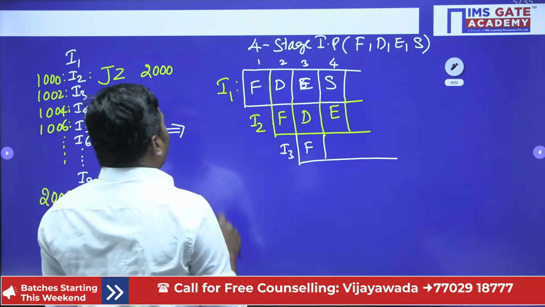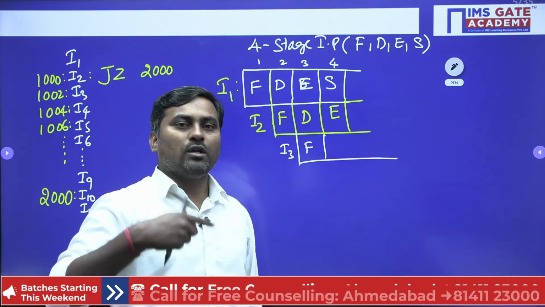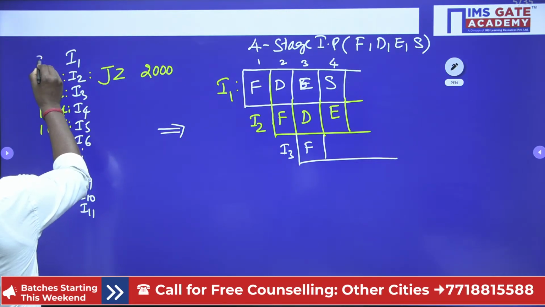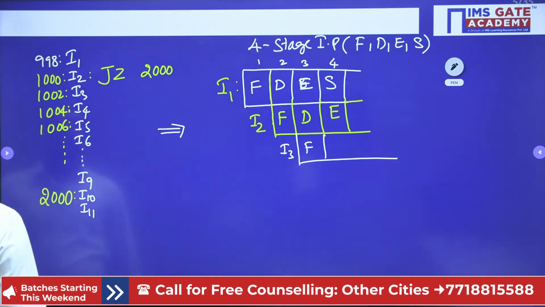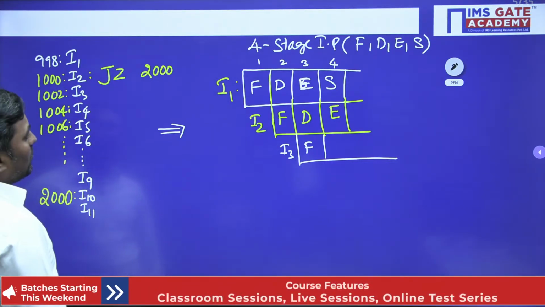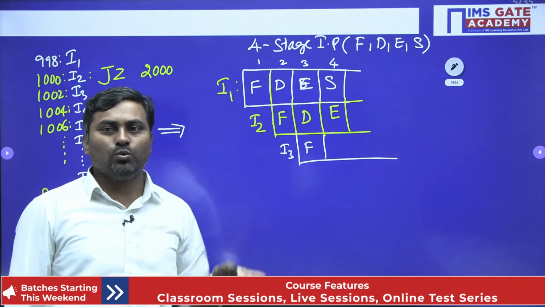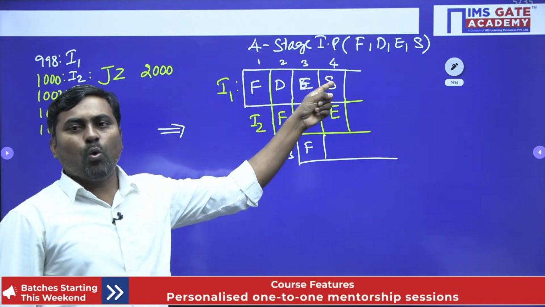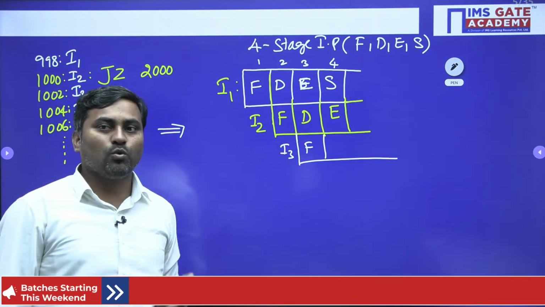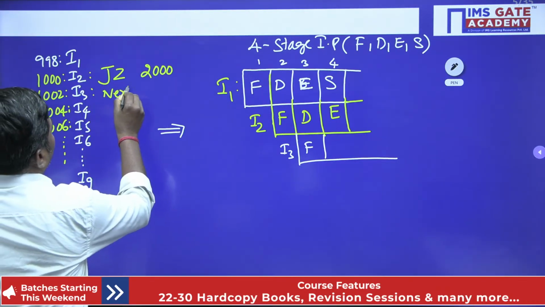At the end of the fetch stage, please understand, the program counter will increment. Let's take 998. Whenever instruction I1 fetching is over, automatically PC is pointing to I2, correct or not? When I2 fetch is over, PC is pointed to the next instruction. So I3 is the next sequential instruction, right?